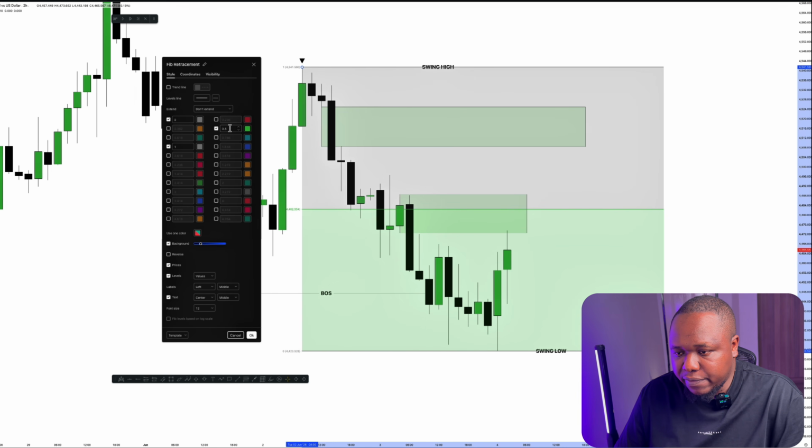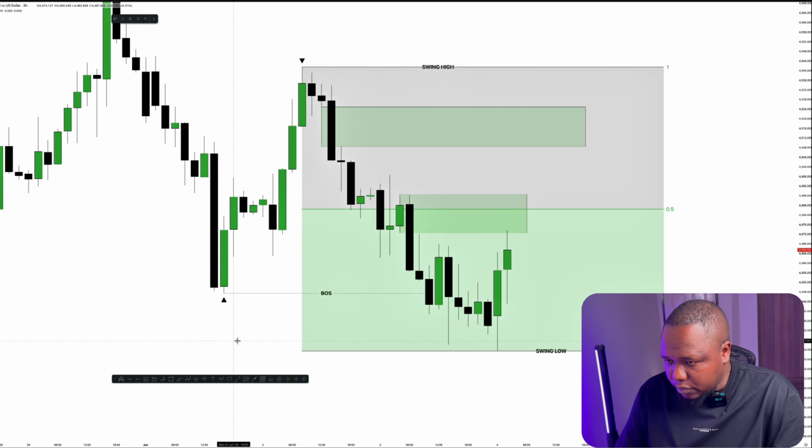This 0.5 is actually known as your fair value price. This is your midpoint between your premium and discount price. I'm just going to head over to this point as well. I like putting my labels to the right. I'm going to turn off the prices, so I'm only able to see the 0.5. I'm going to increase the font a bit so that we're able to see the 0.5, right?